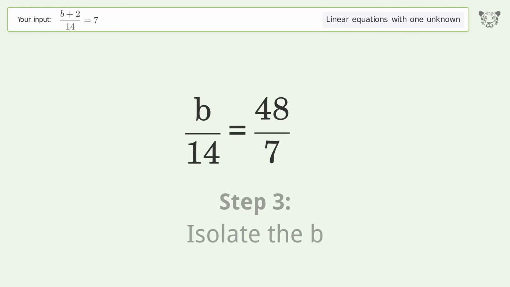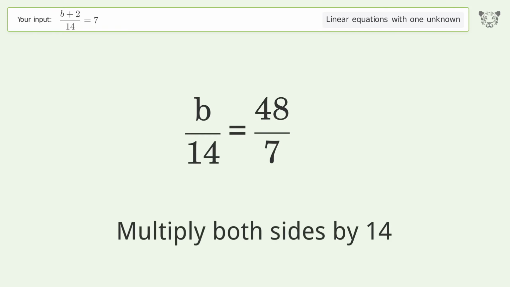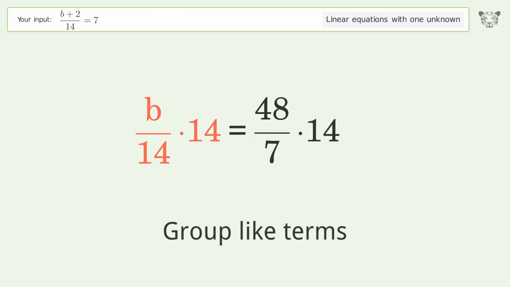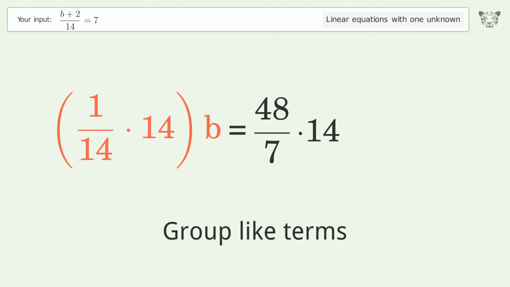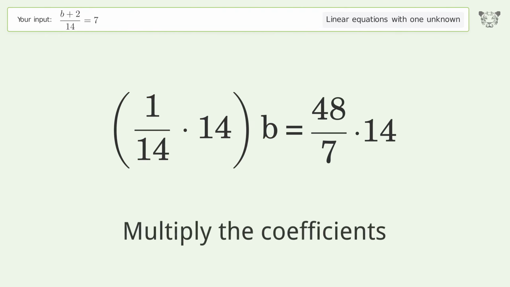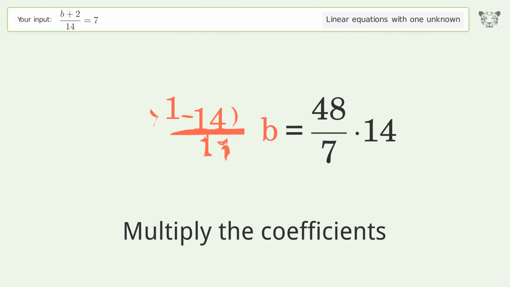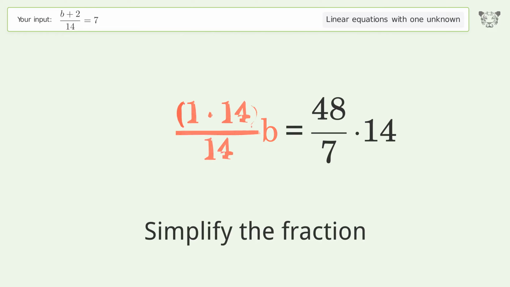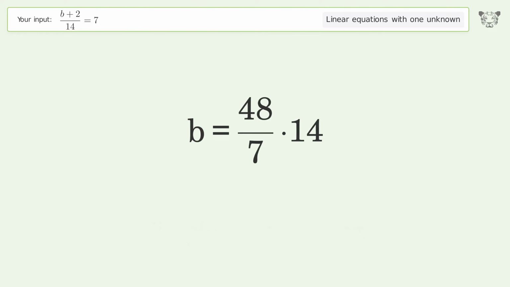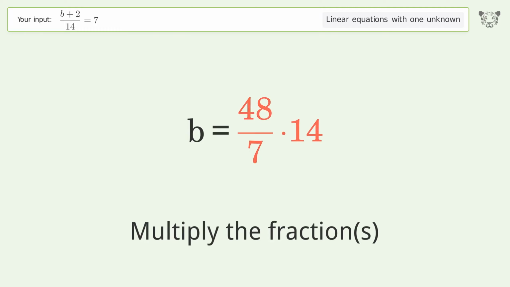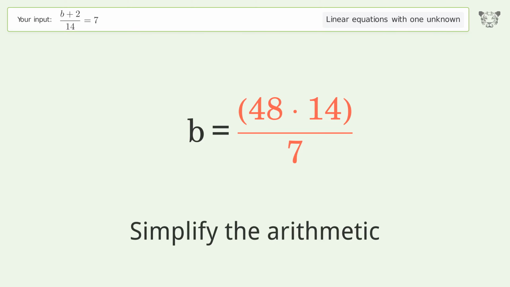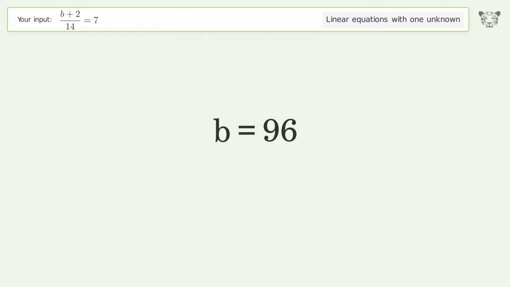Isolate the b. Multiply both sides by 14. Group like terms. Multiply the coefficients. Simplify the fraction. Multiply the fractions. Simplify the arithmetic. And so the final result is b equals 96.